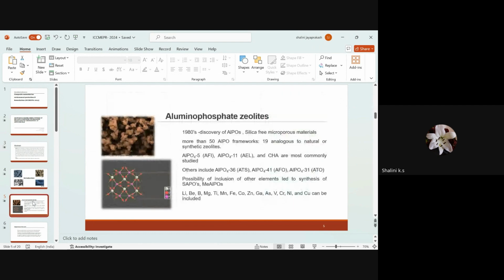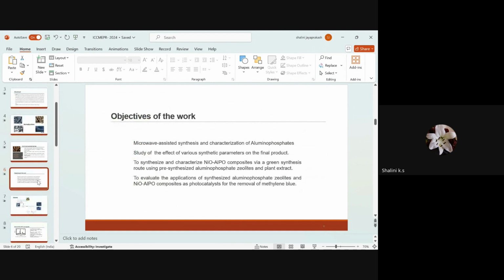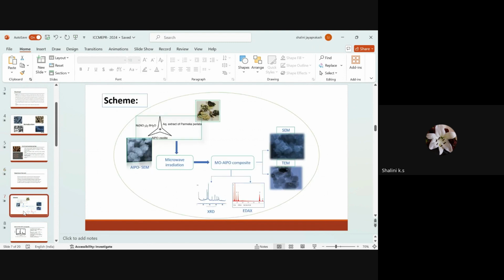Just to give a background, usually zeolites correspond to silicates, sodium silicates, where the metals are trapped. Silicon is being replaced by aluminum, which is trivalent, and phosphorus, which is a pentavalent ion. We then tried incorporating nickel or zinc into the material. The current work I'm presenting is the incorporation of nickel oxide onto aluminophosphate zeolite, so that we have a stable and effective catalyst for photodegradation of methylene blue, which is used as a model pollutant.